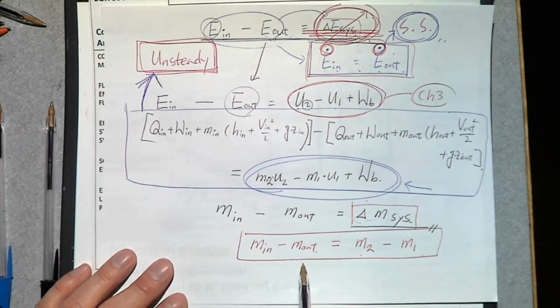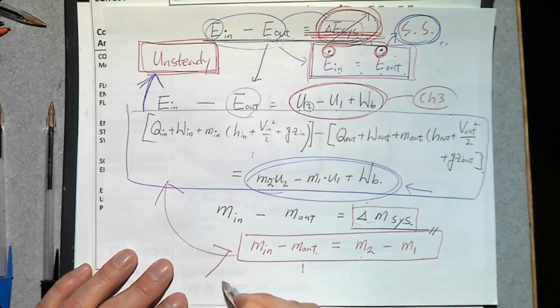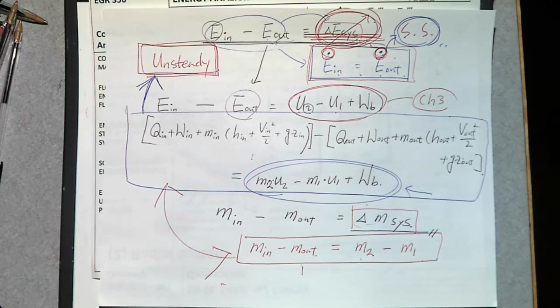So we have mass balance and energy balance. We are going to use these two governing equations to solve any problems in unsteady flow process. That is the theory.